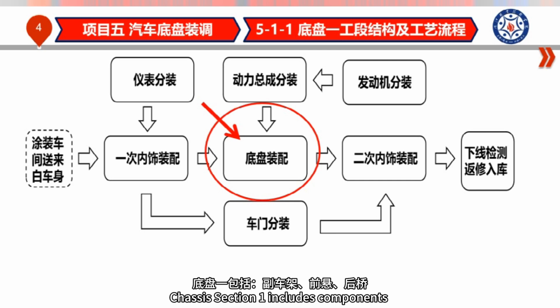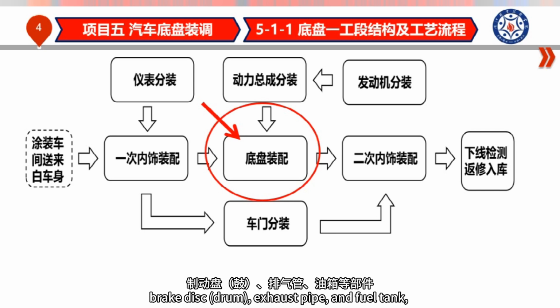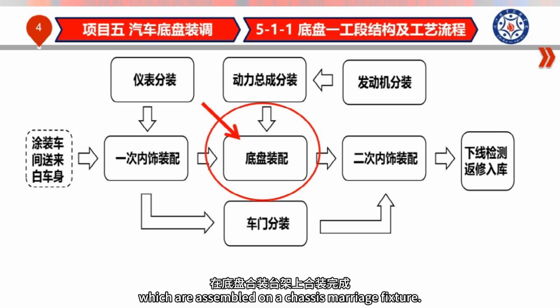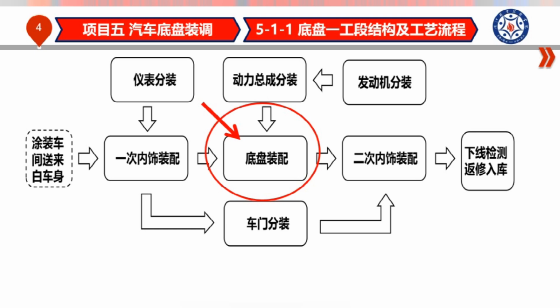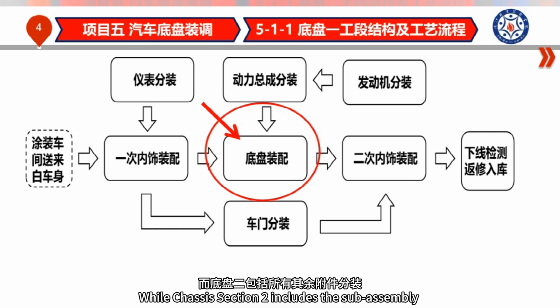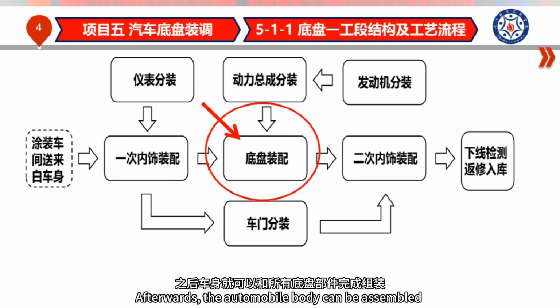Chassis Section 1 includes components such as the subframe, front suspension, rear axle, brake disc, drum, exhaust pipe, and fuel tank, which are assembled on a chassis marriage fixture. While Chassis Section 2 includes the sub-assembly of all remaining attachments. Afterwards, the automobile body can be assembled with all chassis components.